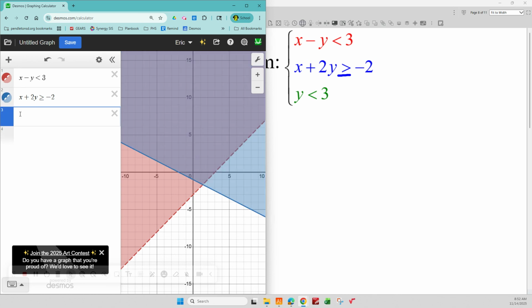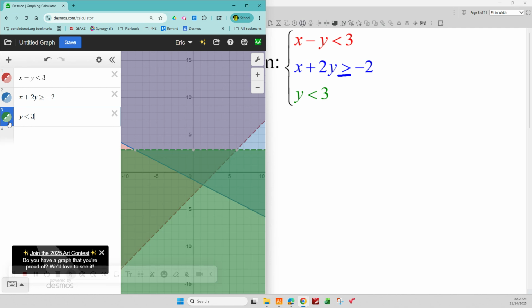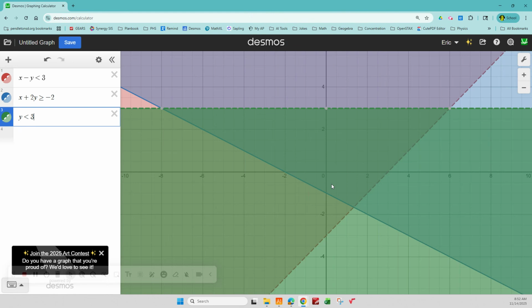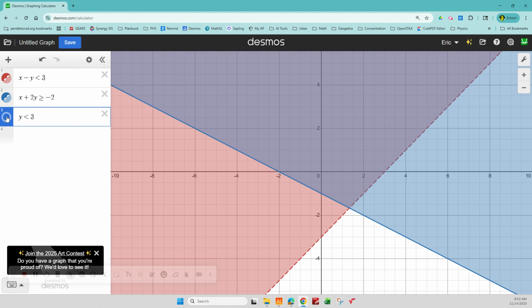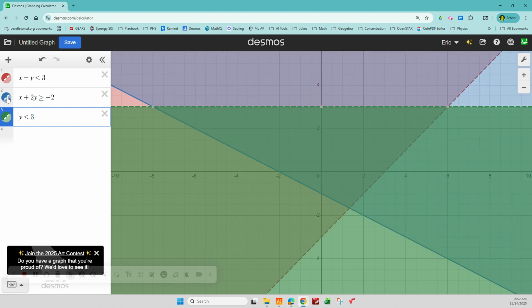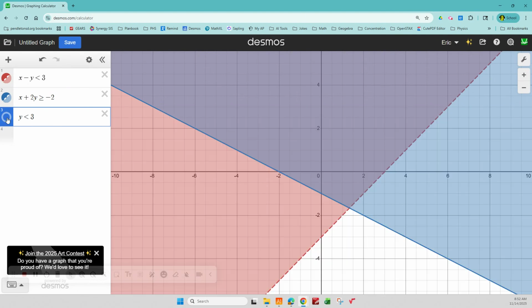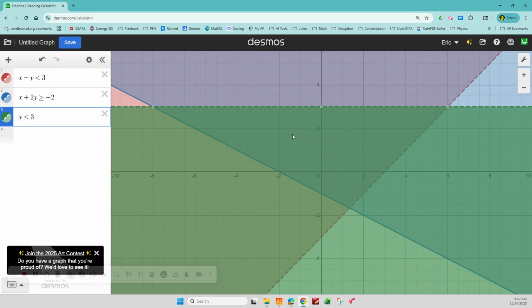Okay, and then finally we just do y is less than 3, and we got it. And so sometimes these get a little bit muddled up with all these colors, but you can easily just go up here and you can turn each color on and off by just clicking on that icon, and then you can see where is the overlap. So clearly it's that middle region right there, right? Everybody see that? Okay.